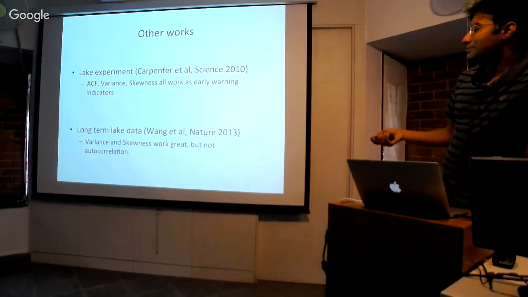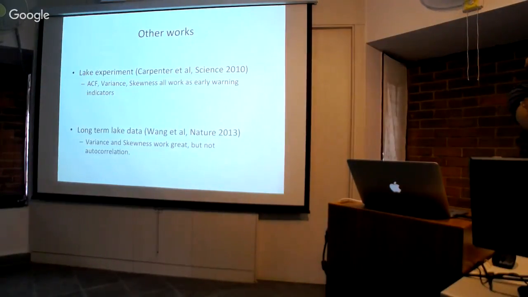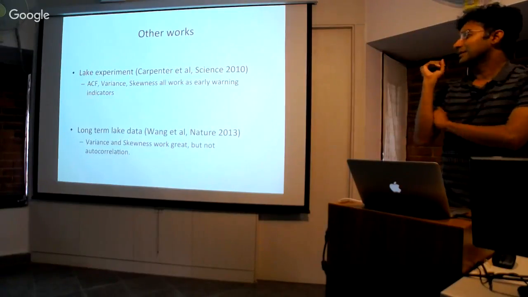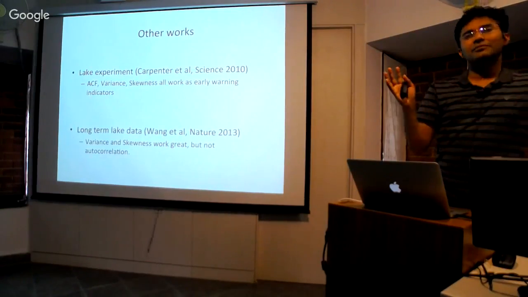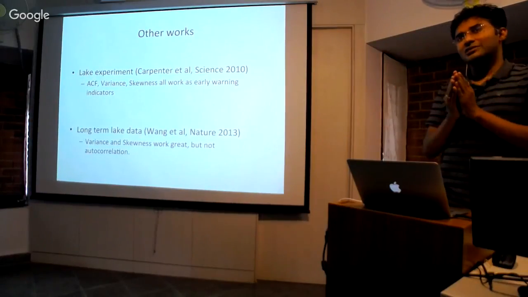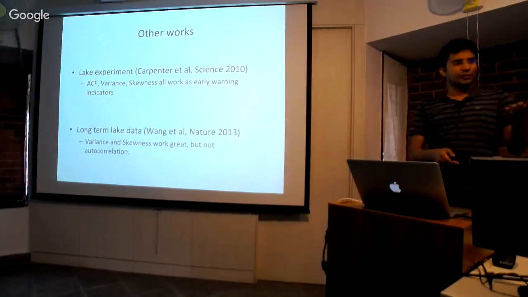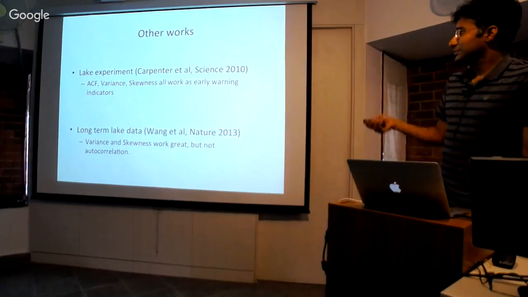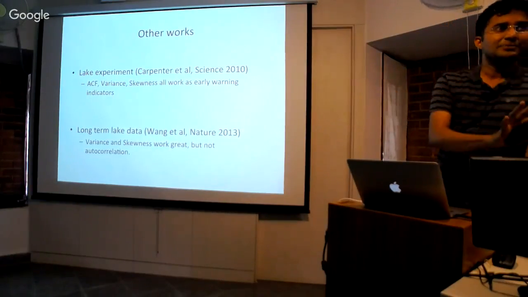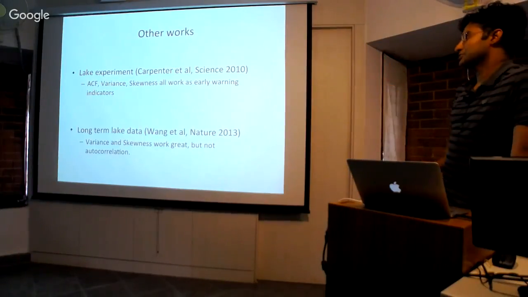And there is also another long-term dataset where they used a proxy, I think based on the diatom concentrations, if I'm right. And they again find that the lake underwent a transition from a clear water to a eutrophic state over a period of 100 years. But before the transition happened, they picked up signals of variance and skewness. So basically, there has now been quite a bit of empirical evidence, from simple experimental conditions to large-scale field ecosystems as well.